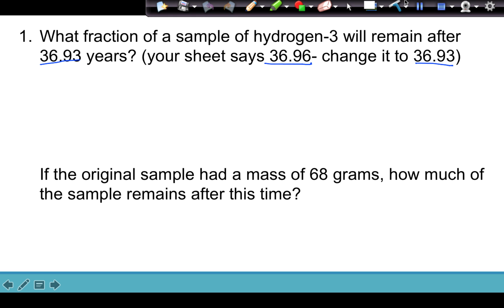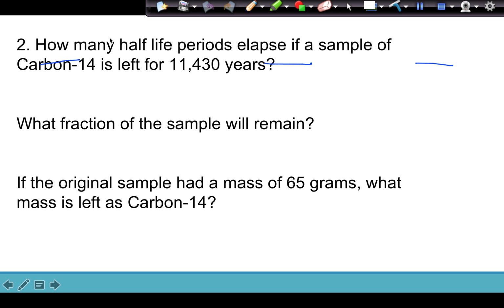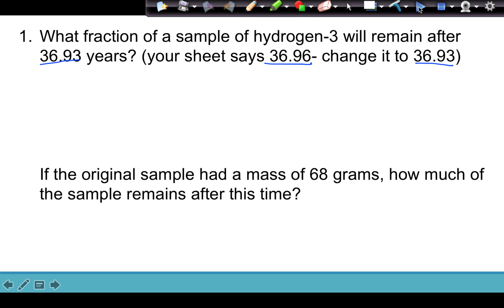On table N, underneath hydrogen-3, it says that the amount of time for one half-life is 12.31 years. So we're going to divide 36.93 by 12.31 years, and we're going to say that 3 half-life periods have gone by. Again, we do the total amount of time given divided by the time for one half-life, which was found on table N. If you're not looking at table N, you can't possibly know where these numbers are coming from.